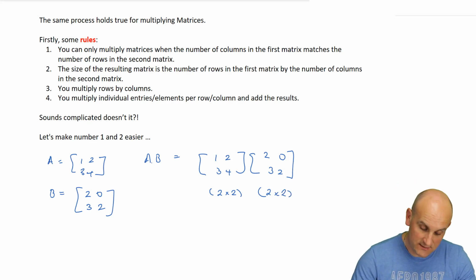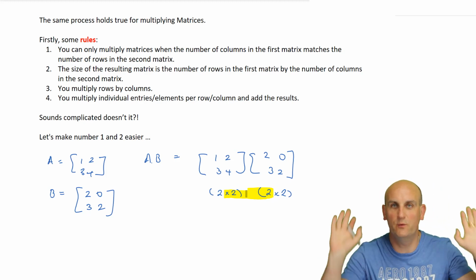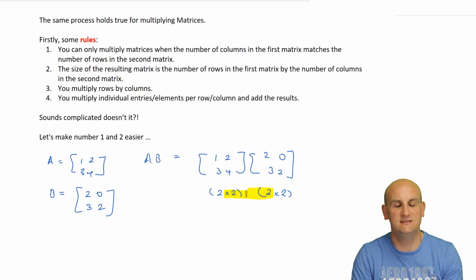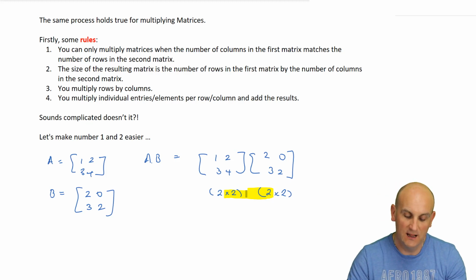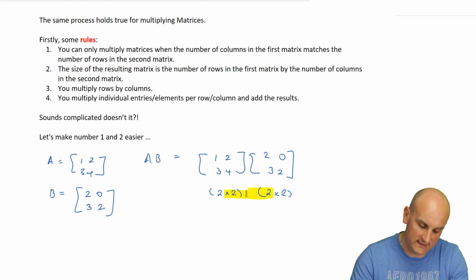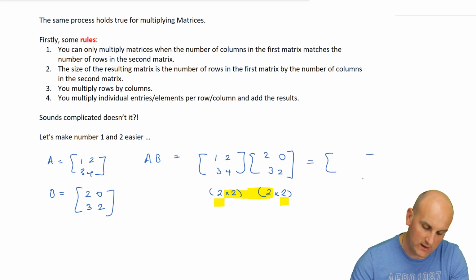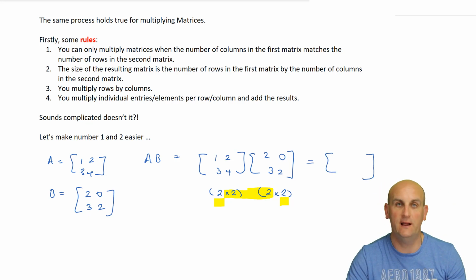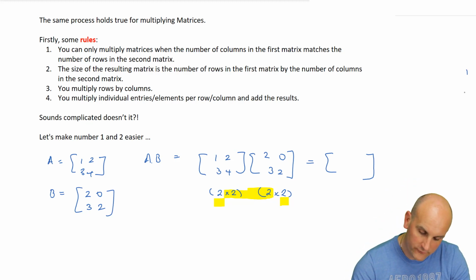Now the great thing is that if the middle two numbers match, then we can multiply those matrices out and life is good. And what rule 2 is saying is that the resultant matrix would be these values on the outside, so it would be a 2 by 2. Knowing this, I can now scaffold this as square brackets, roughly 2 by 2. Now, let's go back to this: 1,1; 1,2; 2,1; 2,2.